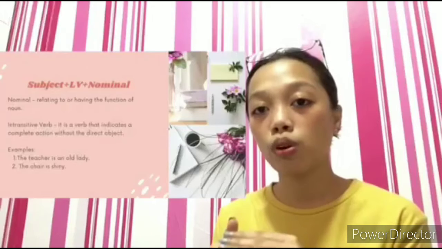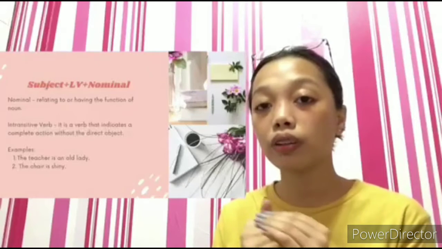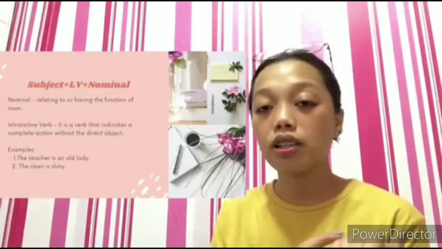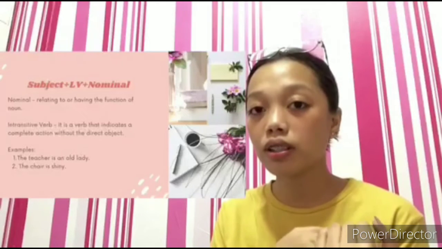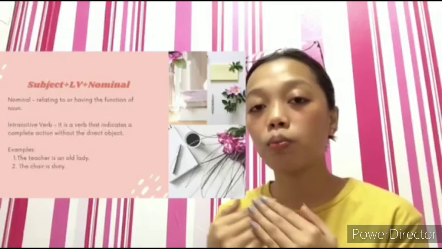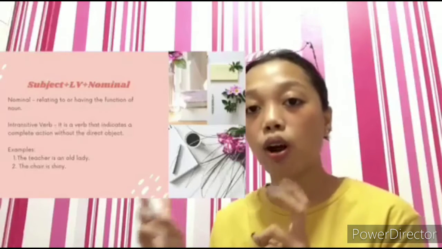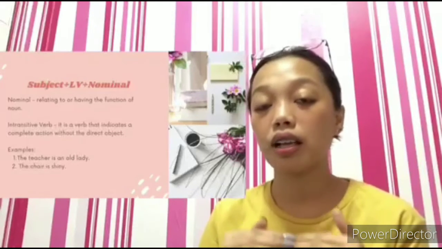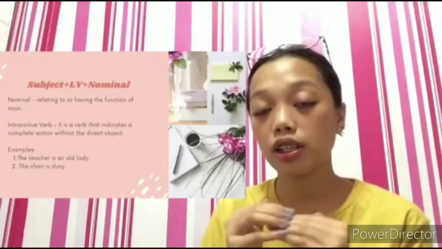Let's move on to subject plus linking verb plus nominal. So let's discuss nominal. Nominal describes words or the group of words that work together and function as a noun. Intransitive verb is a verb that has a complete action without a direct object. For example, the teacher is an old lady. The chair is shiny. So the nominal gives more context to the subject. The teacher is not only a teacher, but she is an old lady. The chair is not only a chair, but it is a chair that is shining.